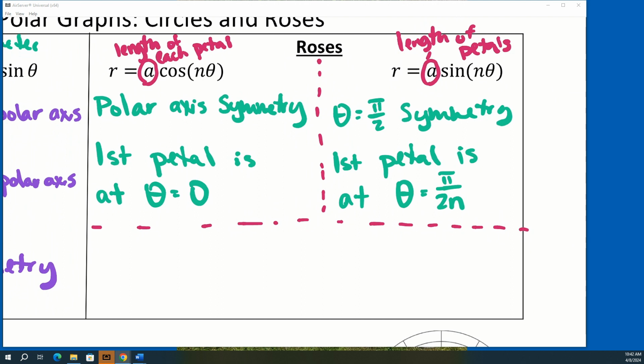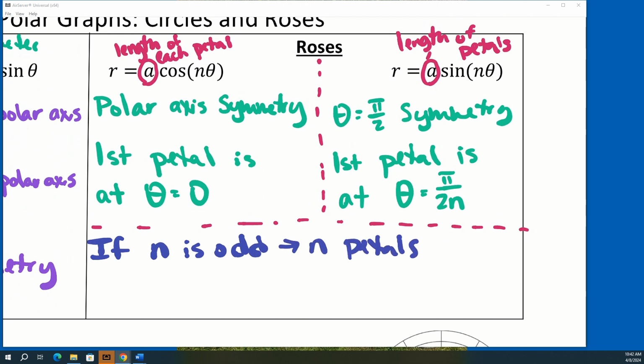Okay, and then do you guys remember what determines the number of petals? N determines the number of petals. Sometimes it's n, sometimes it's twice n. But when is it just n? When n is odd. So if n is odd, there's n petals. If n is even, there's 2n petals.